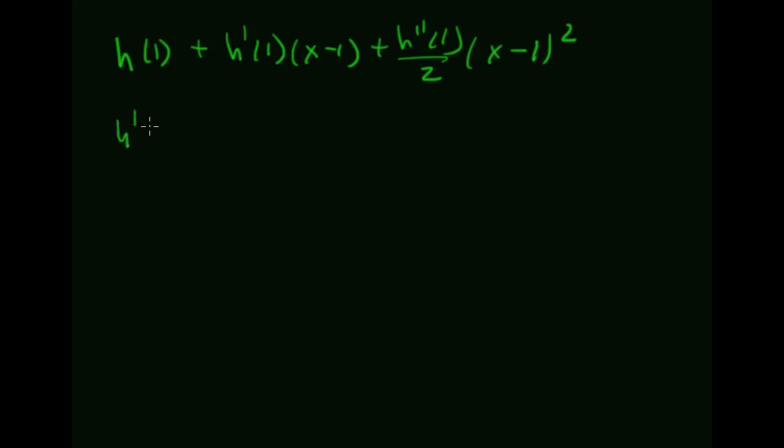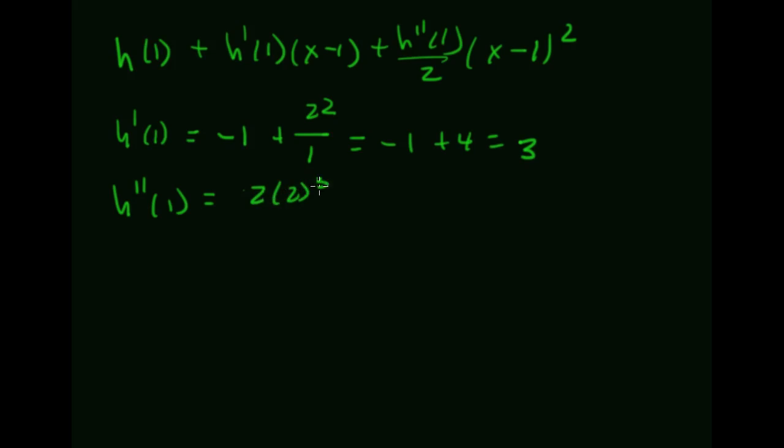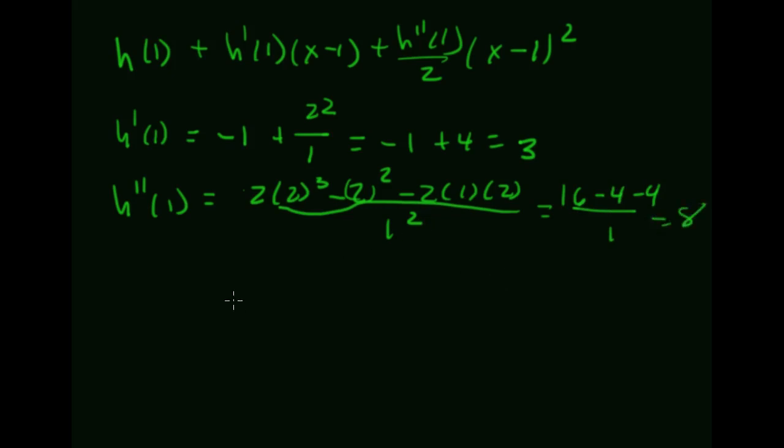Now, h prime of 1 is the derivative at 1, so that's going to be negative 1, and remember 1 goes to 2, so it's going to be 2 squared over 1, which is negative 1 plus 4, which is 3, so that's h prime of 1. H double prime of 1 is the second derivative when x is 1, so that's going to be 2 times 2 cubed minus 2 squared minus 2 times 1 times 2 all over 1 squared. So this is 16 minus 4 over 1, which is just 8.